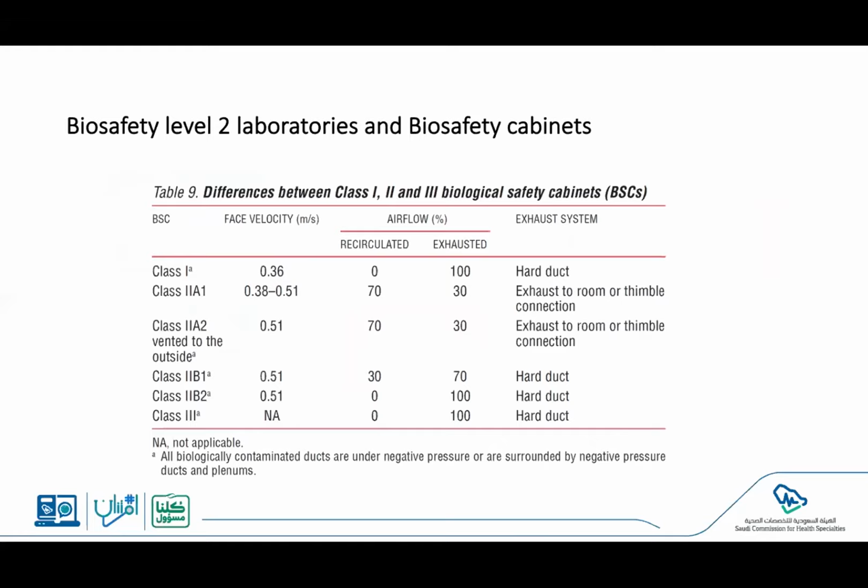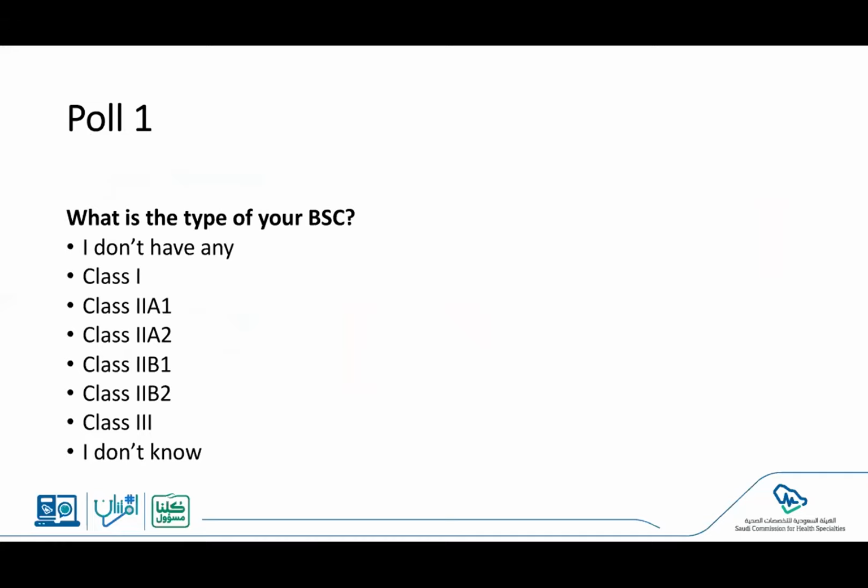So I just want to go through the poll, to ask how many of you have A1 and A2, how many of you have B1 and B2, and if any have class 3 biosafety cabinets. Okay, obviously about 74 of the attendees, or 6%, have B2, which is quite a small percentage. And the vast majority of those who have class 2 have A2 as well as A1.